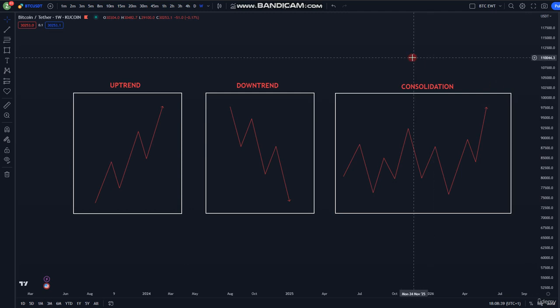So, market structure is represented by these three different types of trends, okay? So you have the uptrend, and this is where price is going to be making a series of higher highs. So we call this a higher high. You'll see this represented on my charts as HH, higher high, and higher lows, okay? So if price continues to make higher highs, higher lows, higher highs, higher lows, and higher highs, we can say that we are definitely in an uptrend. The market is trending upwards, okay?